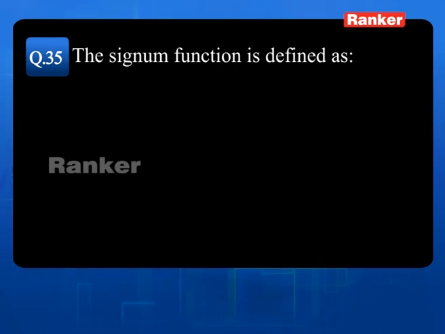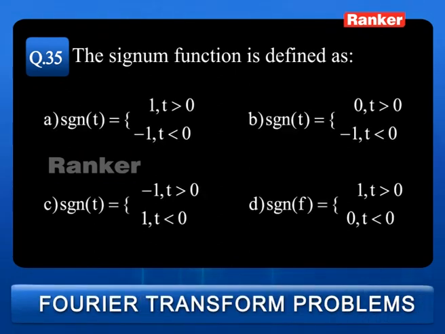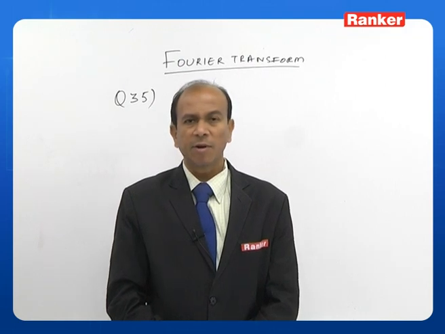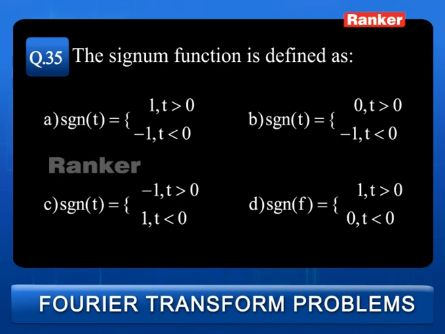Next question. The signum function is defined as: A, signum of t is equal to 1 when t is greater than 0, minus 1 when t is less than 0; B, signum of t is equal to 0 when t is greater than 0, minus 1 when t is less than 0; C, signum of t is equal to minus 1 when t is greater than 0 and 1 when t is less than 0; D, 1 for t greater than 0 and 0 for t less than 0. The answer is A. The signum function is 1 for t greater than 0 and minus 1 for t less than 0.